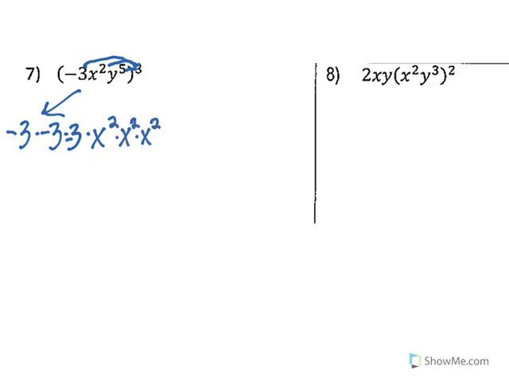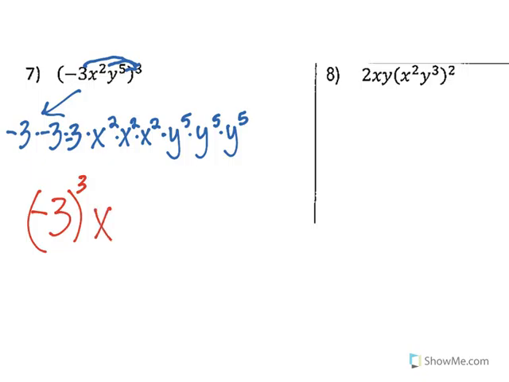Everything 3 times. Do you guys like this method I'm doing right now? No. No? Okay. If you don't like it, don't do it. So then, let's do red the other way. Negative 3 to the third. x squared times 3. y to the 5th times 3. That's the quicker way.